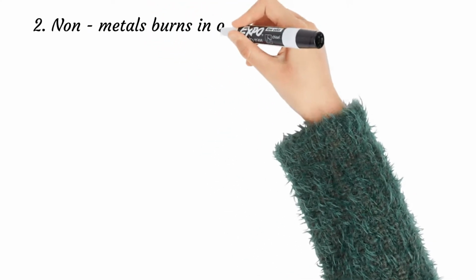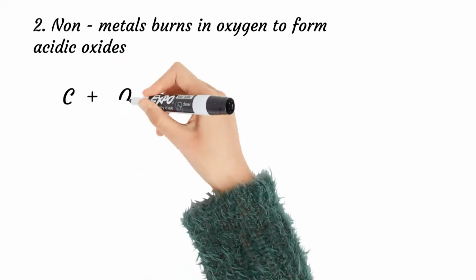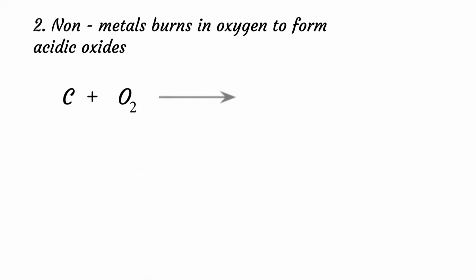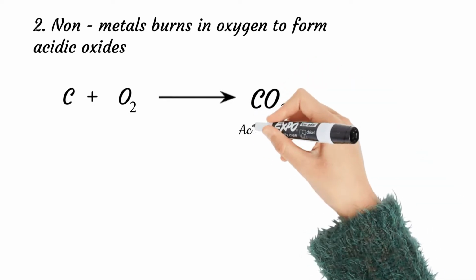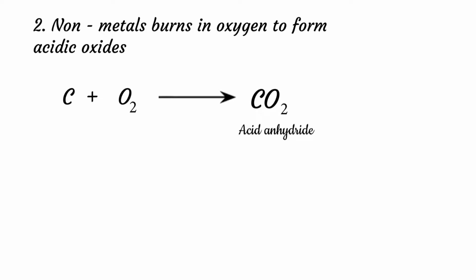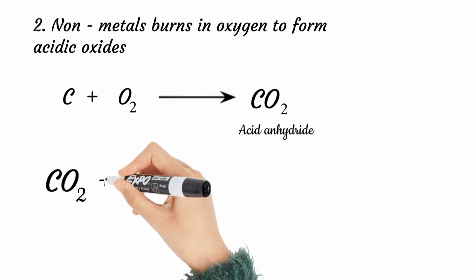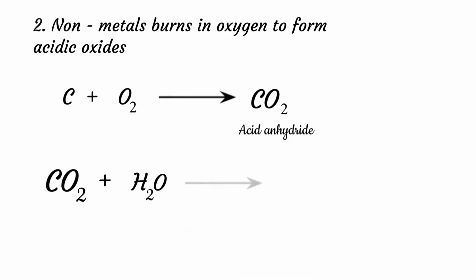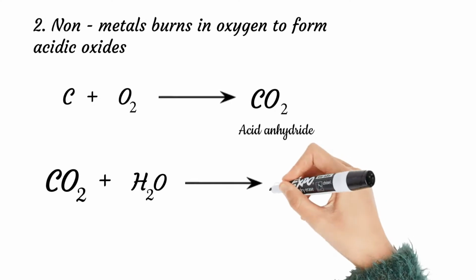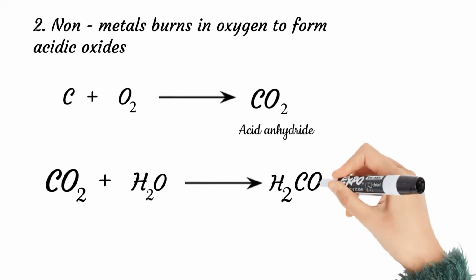Number 2, non-metals bond with oxygen to form acidic oxides. For instance, carbon plus oxygen produces CO2, which is carbon 4 oxide. And carbon 4 oxide is an acidic oxide or acidic anhydride. Now, acidic anhydrides dissolve in water to produce an acid. In this case, H2CO3.